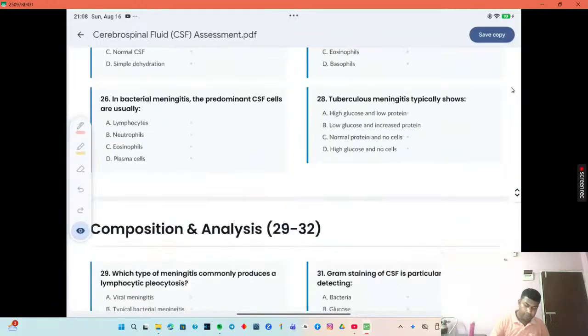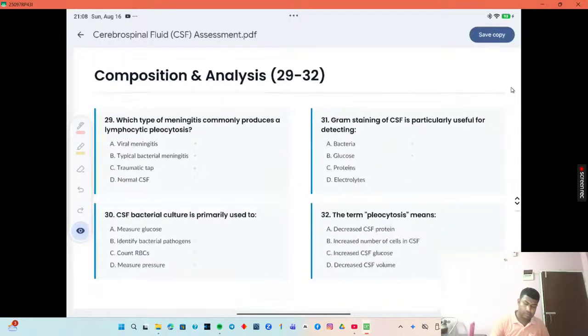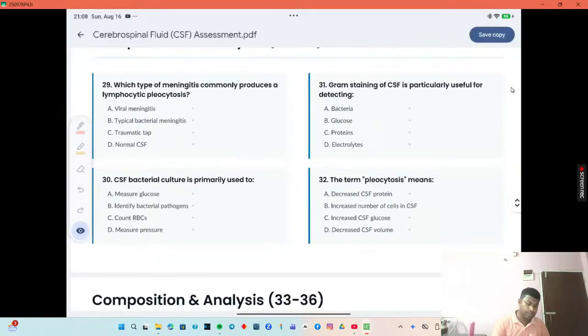Now I will move to the next question. The next question is: which type of meningitis commonly produces a lymphocytic pleocytosis? It will be viral meningitis. For viral meningitis, lymphocytic pleocytosis will take place.